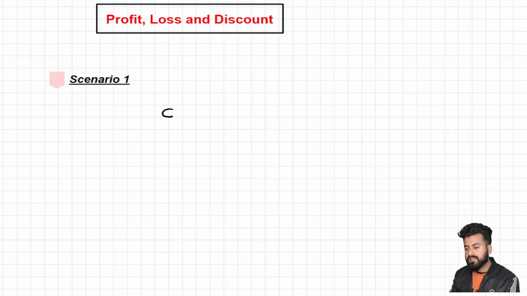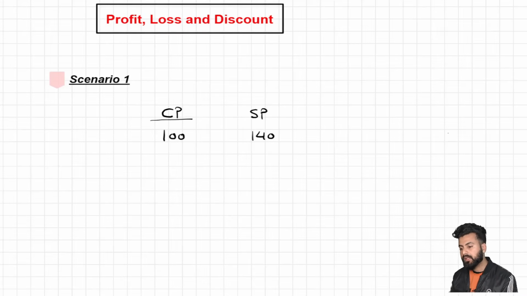Let's say I have purchased an article for rupees 100, and if I tell you that I'm able to sell this article for rupees 140, you would say, sir, 140 would be your selling price. So, what is cost price? The money which I pay to purchase an article is called the cost price, and whatever price I sell an article at is called the selling price. Simple.